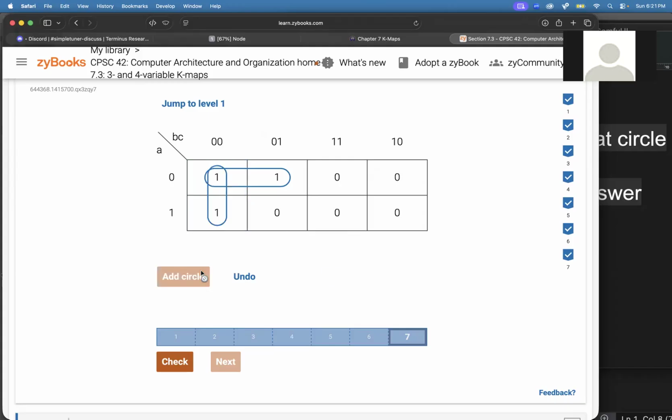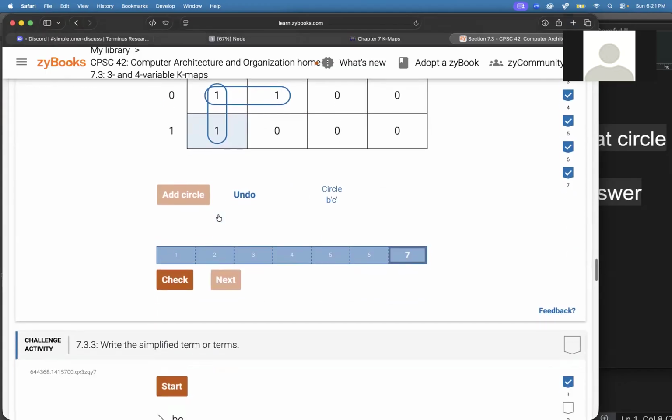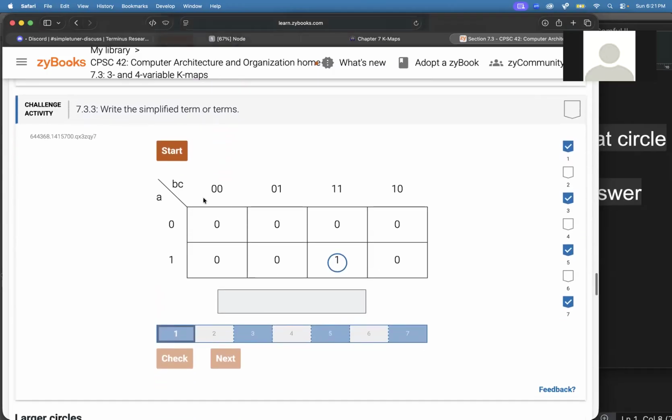These two can be circled, right? And you wouldn't want to circle something by itself. You want the circle to be as big as possible. Cool. All right. Now this is writing the simplified terms.